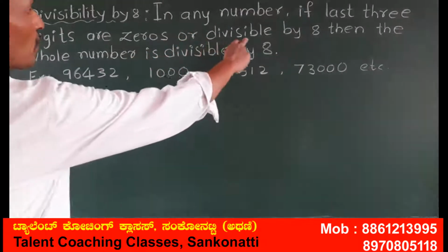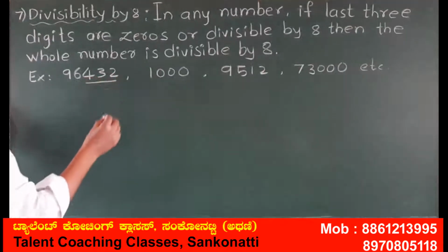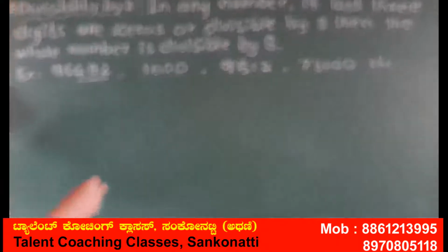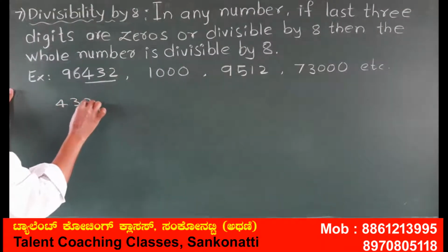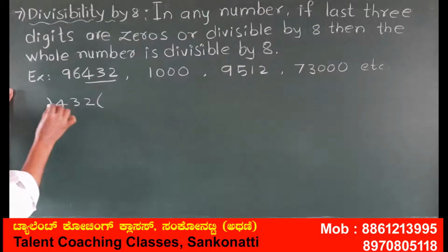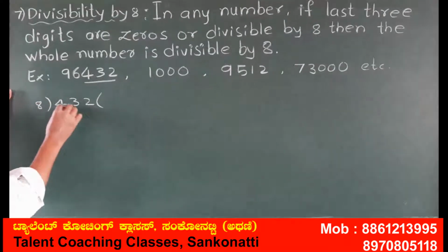Then we will check for this one. If the number formed by the last 3 digits is divisible by 8 or not, we will check. The number formed by the last 3 digits is 432. Now we will divide it by 8.